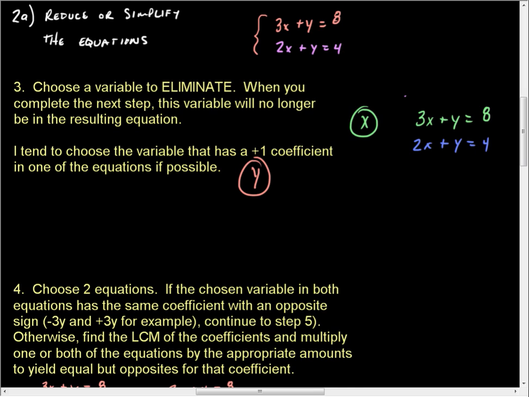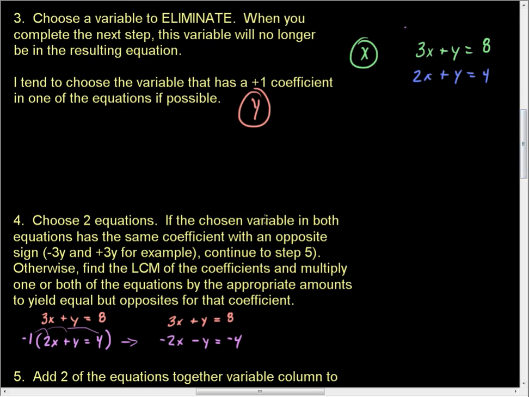Step 4 says choose two equations. Already did. If the chosen variable in both equations has the same coefficient, it does not, because I've chosen x. Otherwise, find the least common multiple of the coefficients and multiply one or both of the equations by the appropriate amounts to yield equal but opposites for that coefficient. The least common multiple of 2 and 3 is 6. So I want them to be 6. What I'm going to have to do to achieve it is multiply the top by 2 and the bottom by 3.